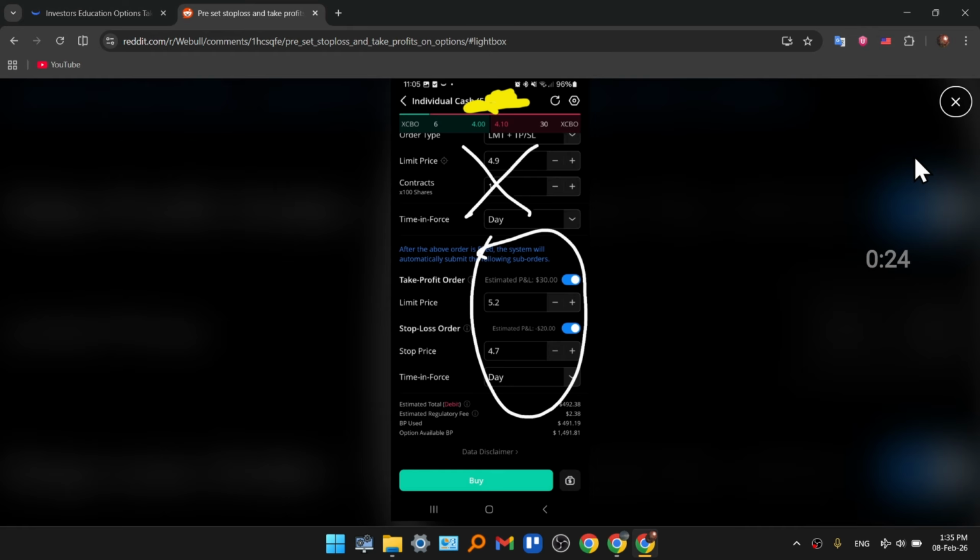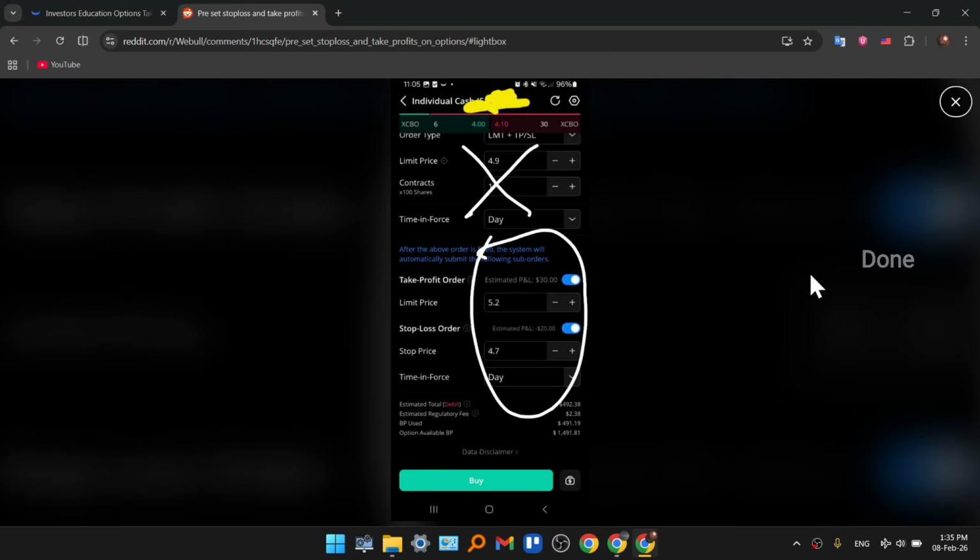And then you just change the order type to stop or stop limit. On the screenshot, as you can see, we have the stop price right over here. Enter the price where you want Webull to automatically sell if the stock falls. This protects from large losses.